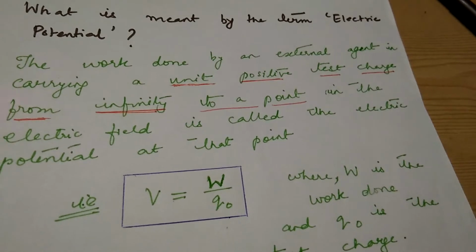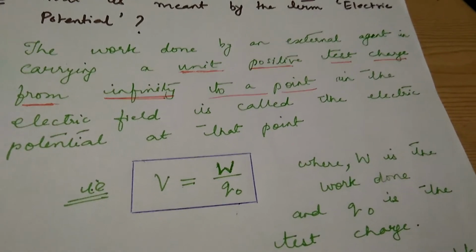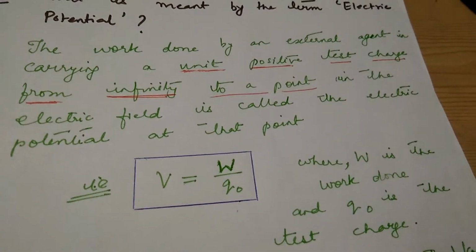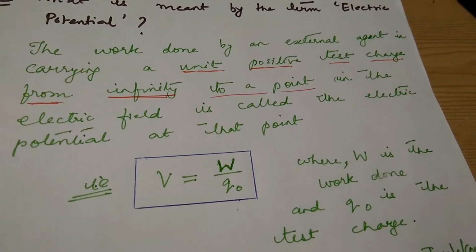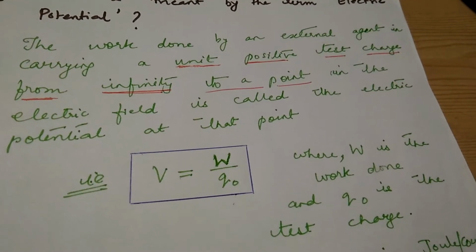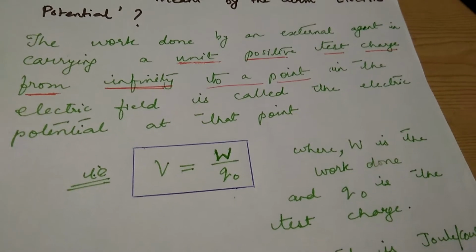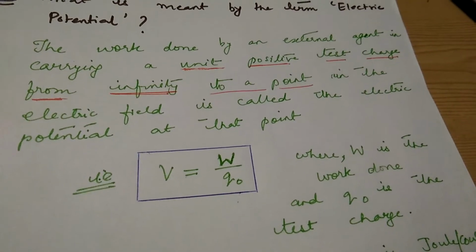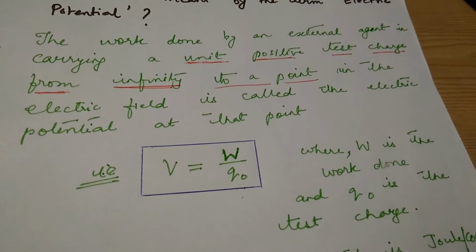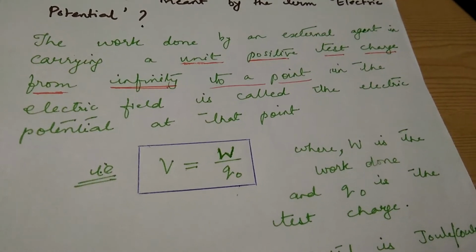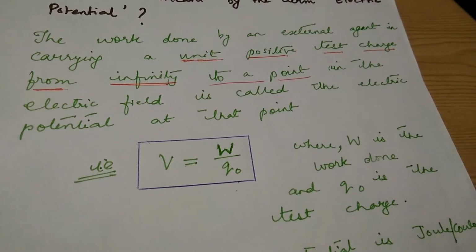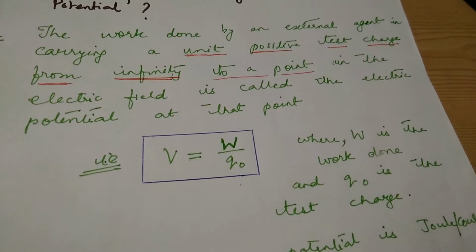So let us imagine that we are having a test charge, positive test charge, Q naught at a point which is at infinity. If from that point we want to bring it to a particular point in the electric field, then we need to do some work to carry. That work is known as the potential, electric potential.